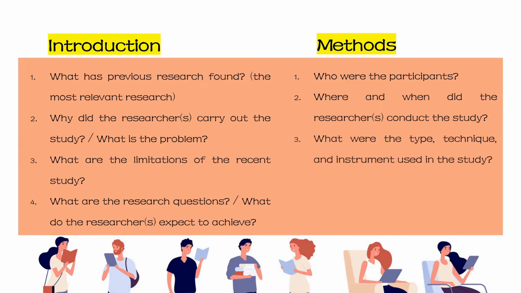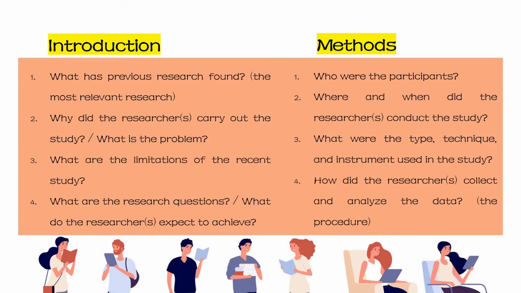And next, what were the type, technique, and instrument used in the study? It is clear that it will tell you about the type of research, the research technique, and the instruments. And the last, how did the researchers collect and analyze the data? It relates to the procedure of data collection and data analysis.